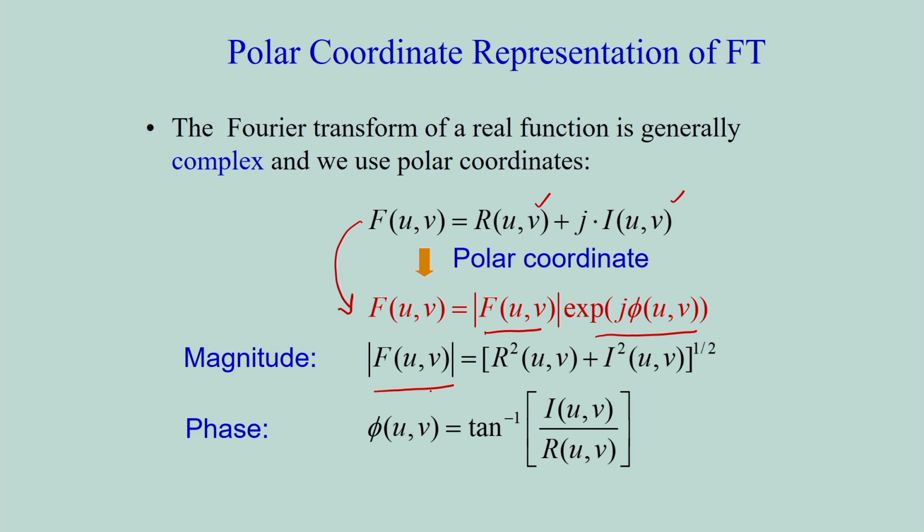So, I have the real component and the imaginary component. Also I can determine the phase angle. The phase angle is nothing but tan inverse of I(u,v), that is the imaginary part, divided by the real part R(u,v). In this case u and v are the spatial frequencies along the x direction and the y direction respectively. So, here I am considering the Fourier transform, the magnitude of the Fourier transform and the phase angle of the Fourier transform.